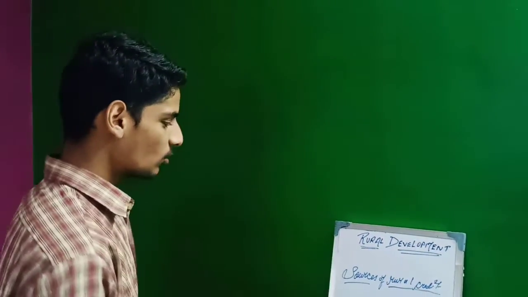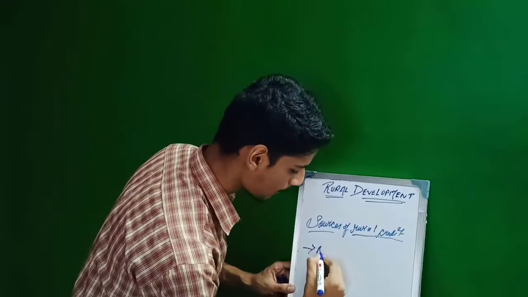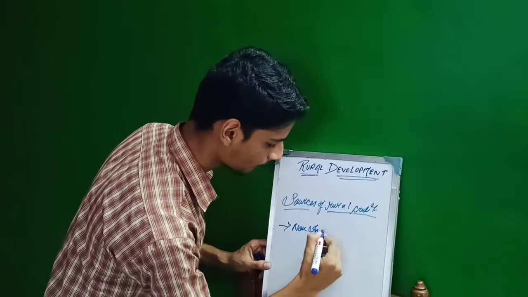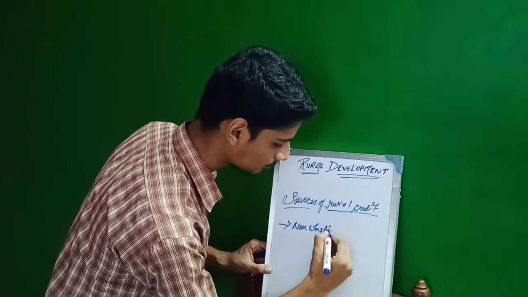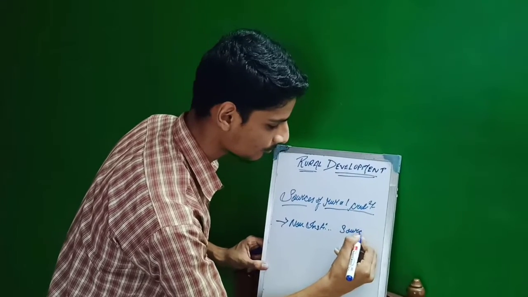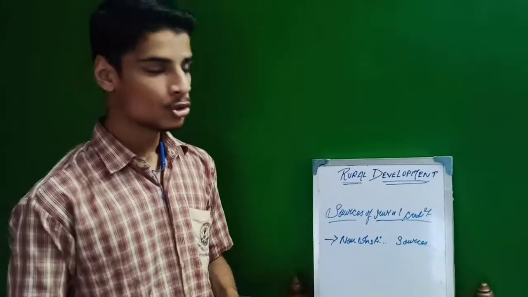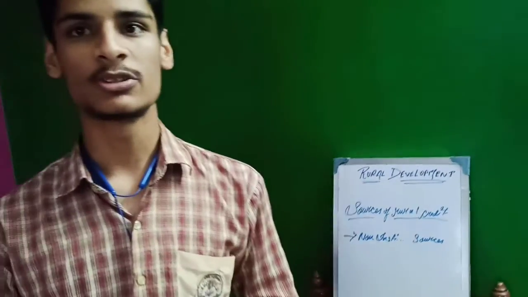Sources of rural or agricultural credit are broadly classified as number 1, institutional, and number 2, non-institutional. Of the two, non-institutional sources are the conventional or traditional sources, while the institutional sources are modern and emerging sources. Now let's look after what is non-institutional.